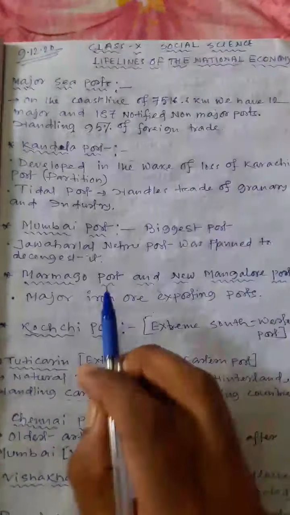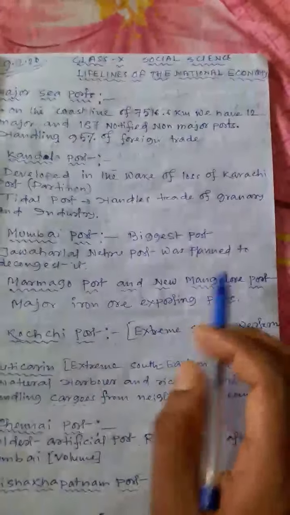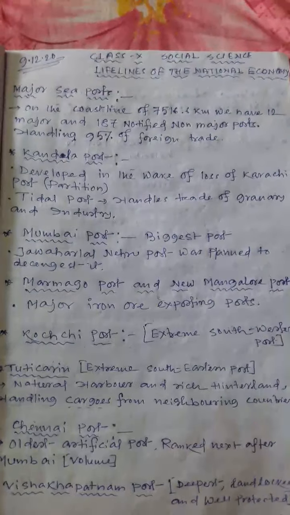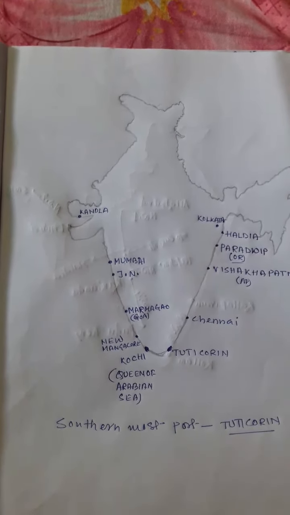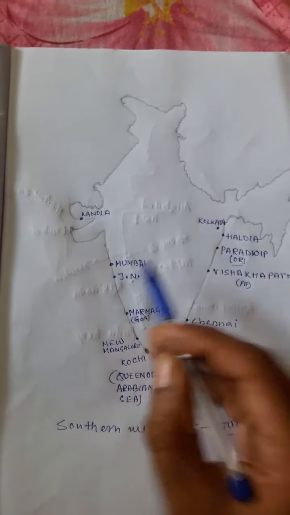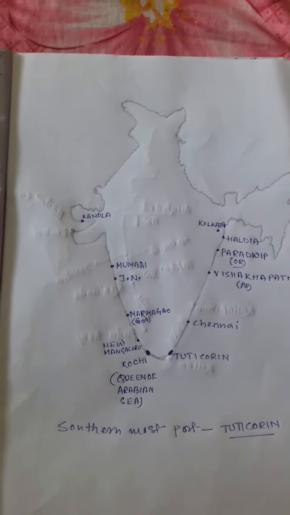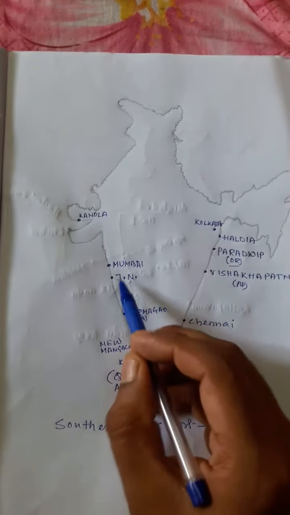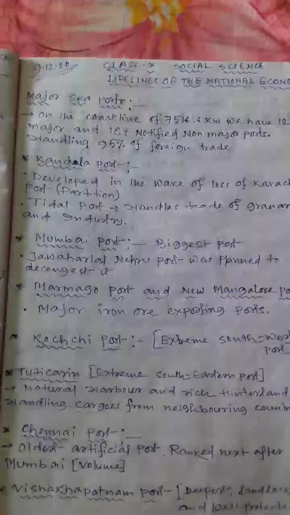So you see, Nehru Port was planned to decongest it. There was huge congestion, since it is the biggest port in our country, so many goods are deposited here to ship from one country to another country. So there is too much traffic. In order to reduce this traffic, another port was established just near this Mumbai port, which is Jawaharlal Nehru Port. I hope this is clear, students.